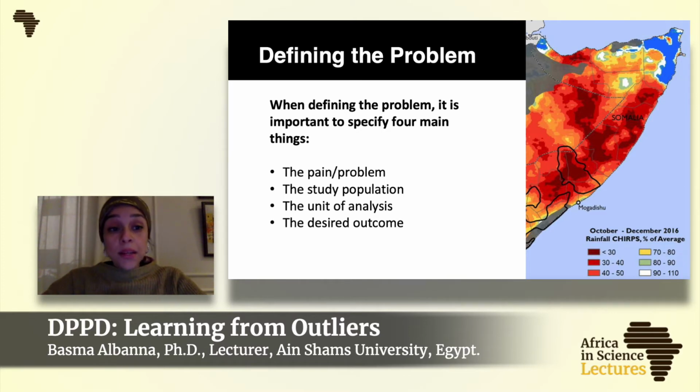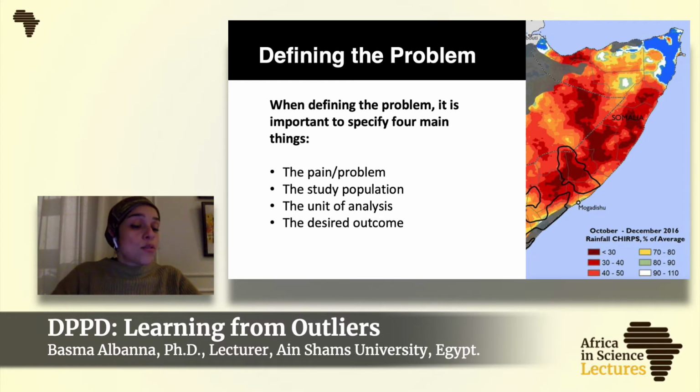The third extremely important aspect is identifying the unit of analysis. At what level are we expecting to find a solution? Is it at the individual level? Is it at the village level? Or is it at the country level? And finally, the desired outcome is the state you want your target group to reach through this intervention. So it's important to define all of those.